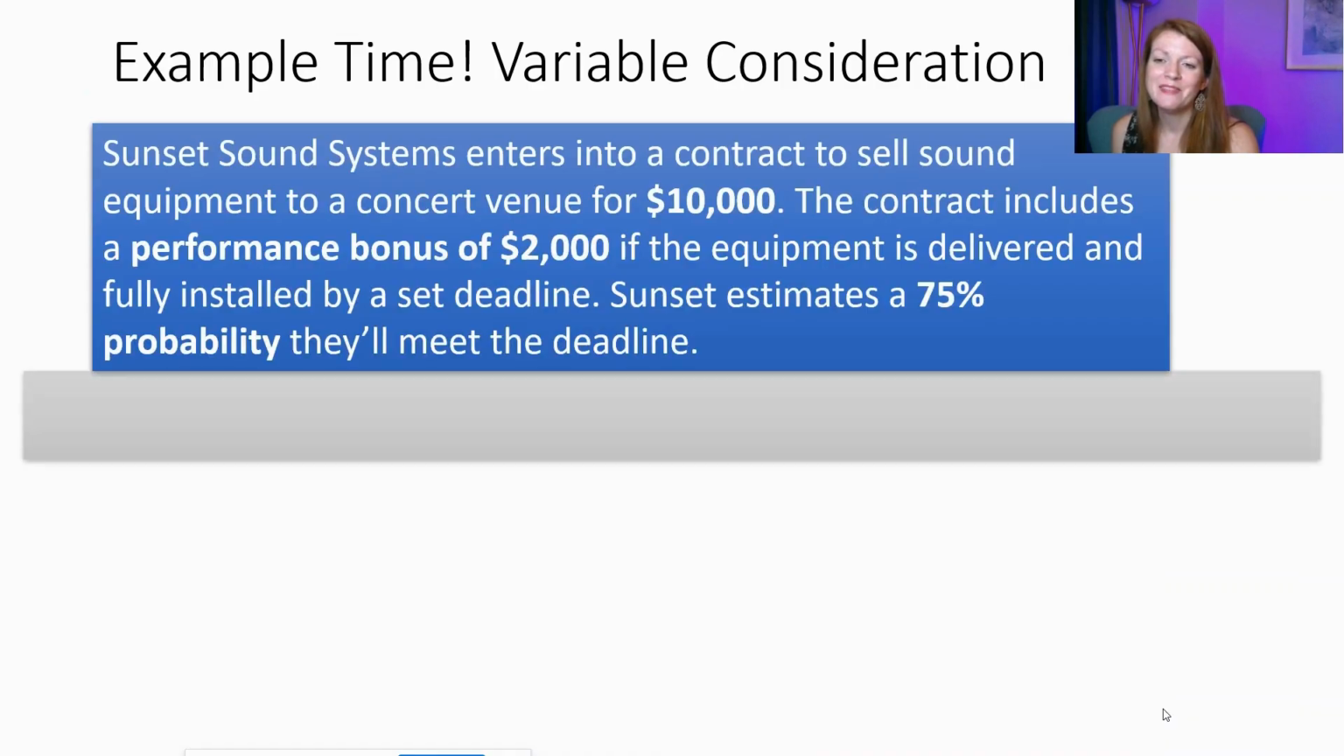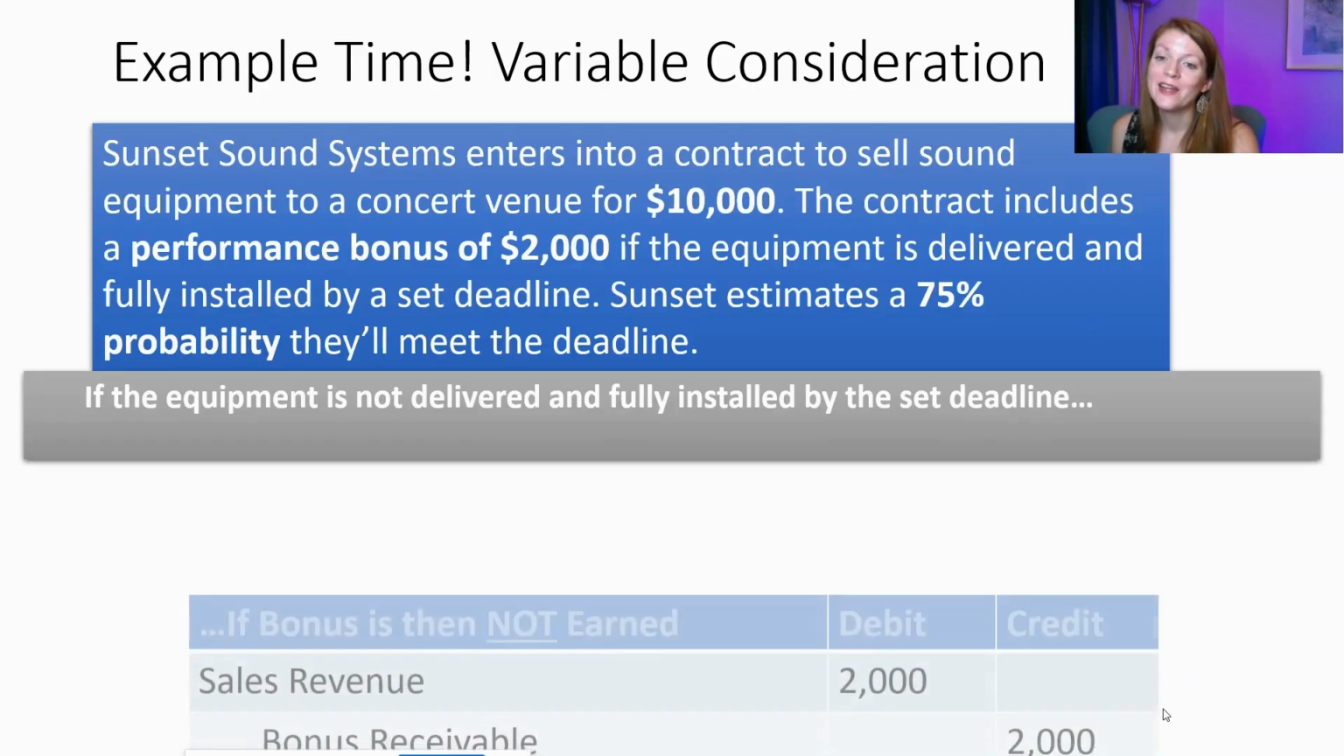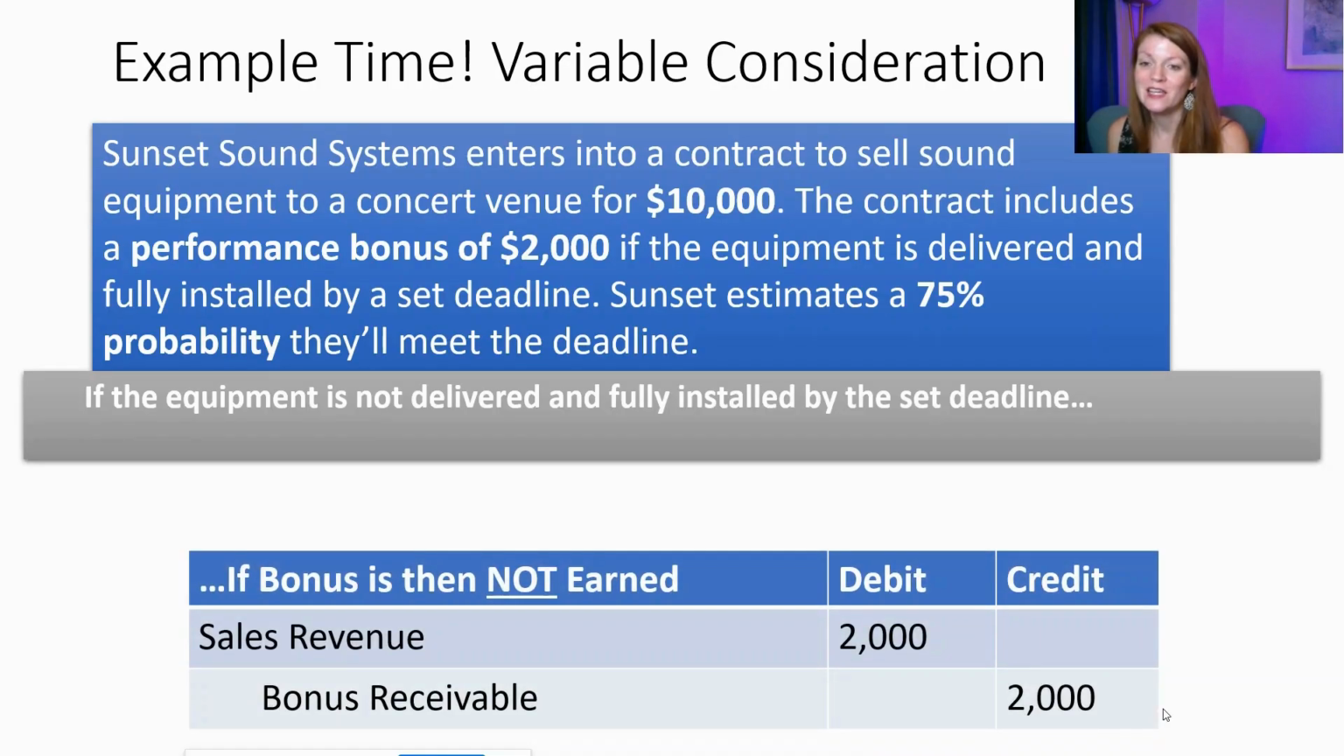So same thing here, but if the equipment is not delivered and fully installed by the set deadline, we're going to have to reverse out that $2,000 if we use the most likely method. So we're going to take sales revenue and debit it. We're taking it out of sales revenue for $2,000, and then we credit the bonus receivable. So if we had used the most likely method and we had already recorded the bonus as if we were going to earn it, and then we don't, we just reverse that portion of the entry.